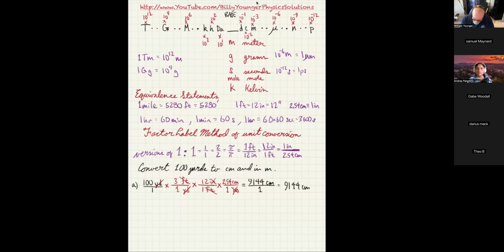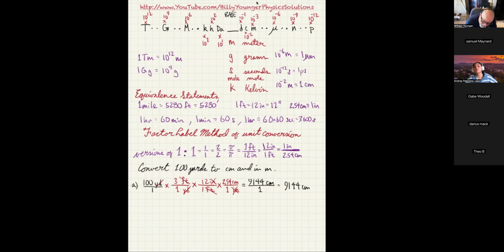Now I'm going to use that to convert my centimeters to meters. I take my centimeters and my meters, and I see my centimeter has a 10 to the negative 2 on it. So I write 10 to the negative 2, then the base unit, meter, and equals 1, this time using the prefix, centimeter. So 10 to the negative 2 meters is equal to 1 centimeter.